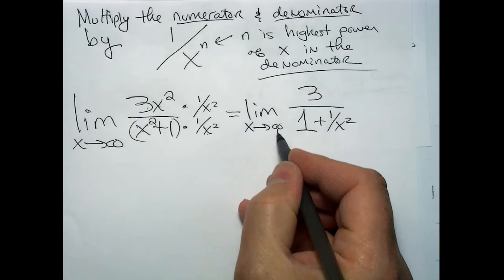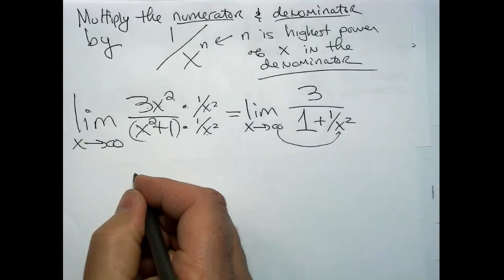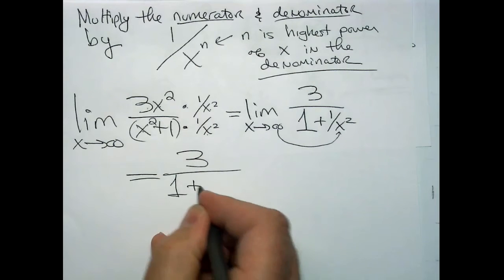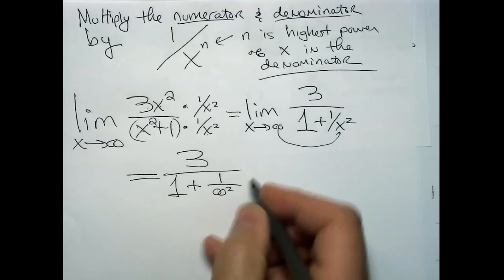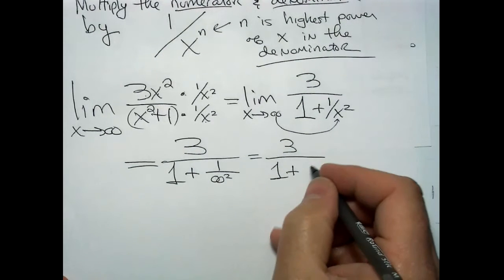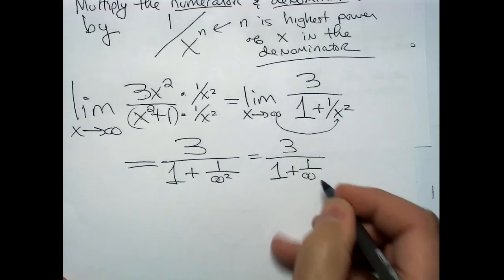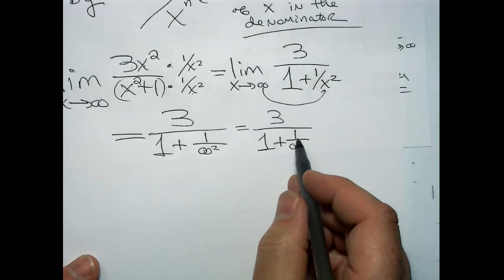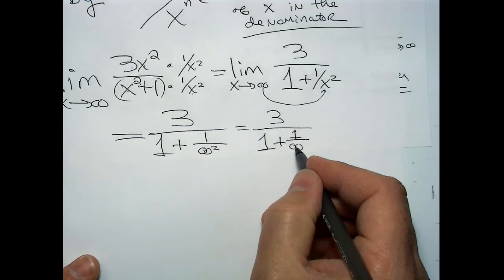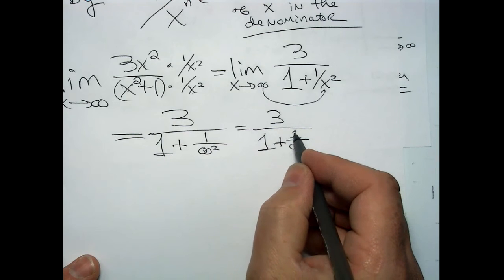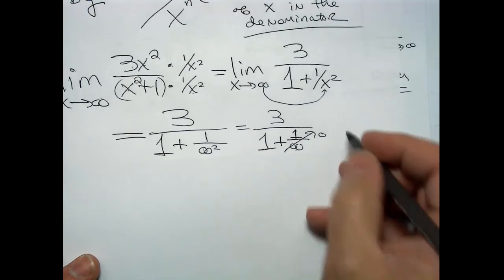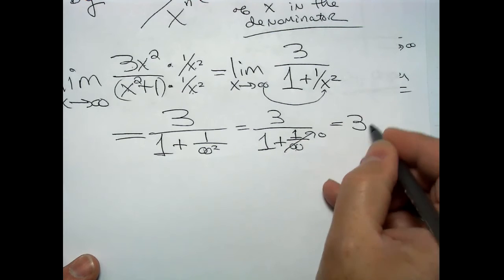Let's see if this new version delivers the goods. Now you can plug in with direct substitution infinity and see what happens. So is it really equal to this? Direct substitution, 1 plus 1 over infinity squared. That's 3 over 1 plus, really 1 over infinity, right? But wait a second. Anytime you take a finite number and divide by 0, you get infinity. Anytime you take a finite number and divide by infinity, you get 0. So it's 3 over 1 is 3.